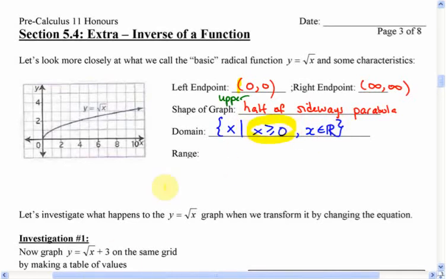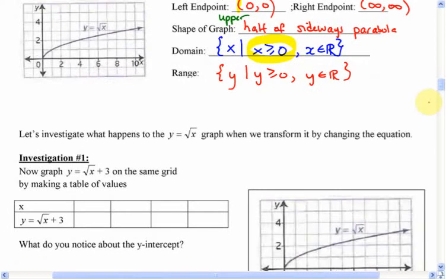Okay. And how about the range? Same thing, except instead of x, we use the letter y, right? So the range, notice all the values of y are bigger or equal to 0 as well. Good. Okay? This is the regular radical function, y equals root x. Let's see what happens when we do these transformations. So now let's put in some flavor.